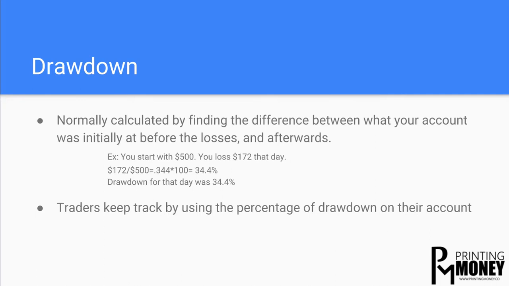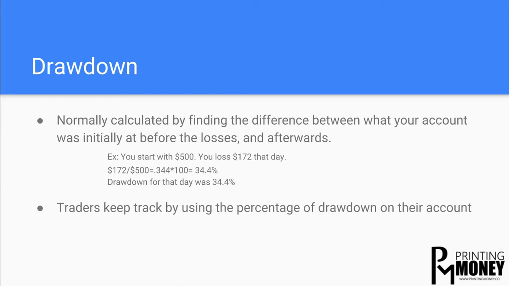Drawdowns are normally calculated by finding the difference between what your account was initially at before the losses and afterwards. For example, let's say you started with $500. You lost $172 that day. 172 divided by 500 is 34%. Your drawdown for that day was 34%.